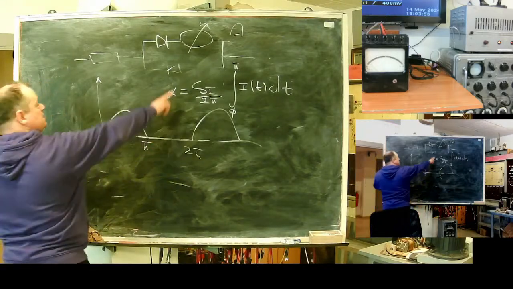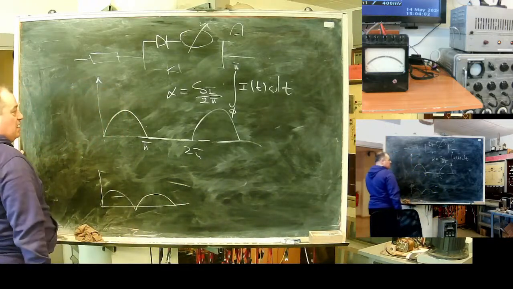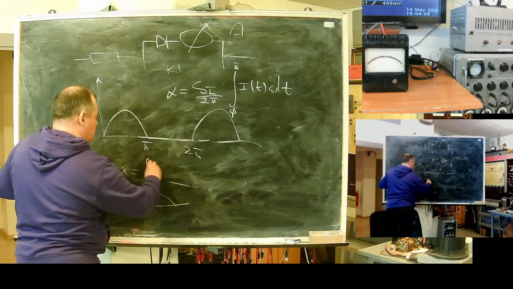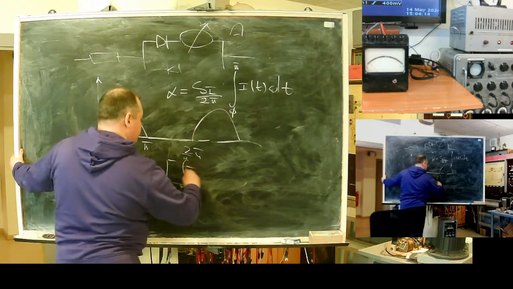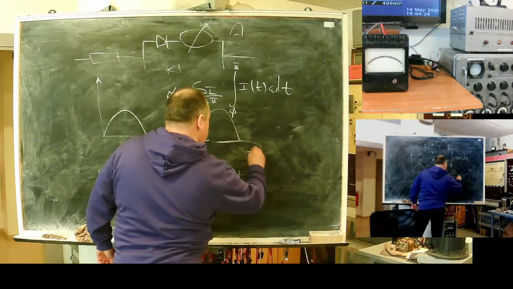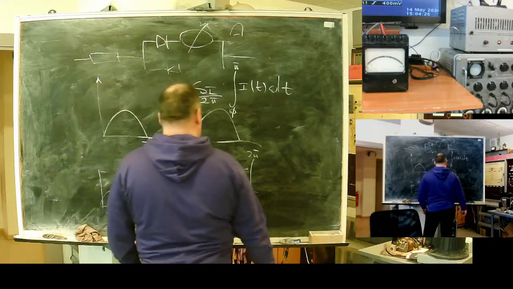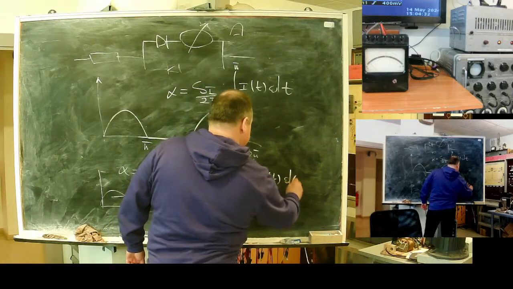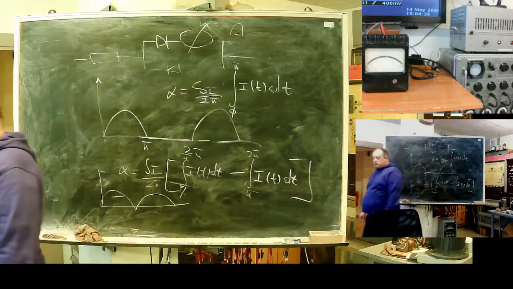For the second one, we will see something like this, and alpha will be a constant divided by double P, integral from 0 to P of the signal d time, plus from P to double P, sorry, not plus, but with the minus sign. That's what it shows in reality.